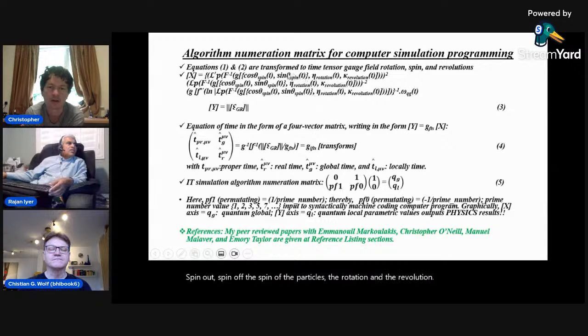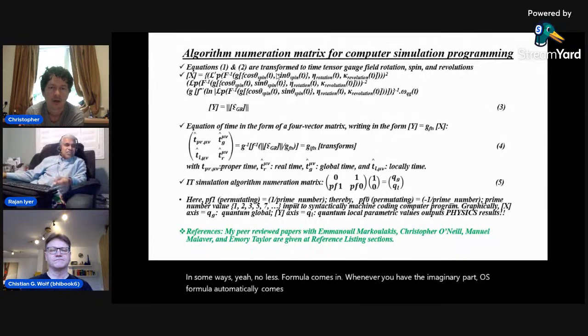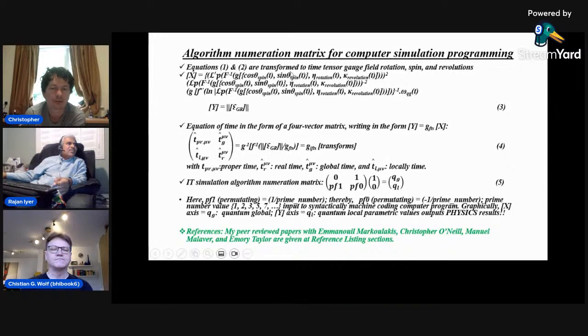So is this going back to Euler's formula, or is it related to that? Yeah, Euler's formula comes in whenever you have the imaginary part. The Euler's formula automatically comes there. That's one of the standard things. Yeah, I think you can even leave out, some people have shown you can leave out the imaginary part. But I'm just wondering, because you've cos theta, sine theta. Correct me if I'm wrong. Oh yeah, I'd have to look into that.